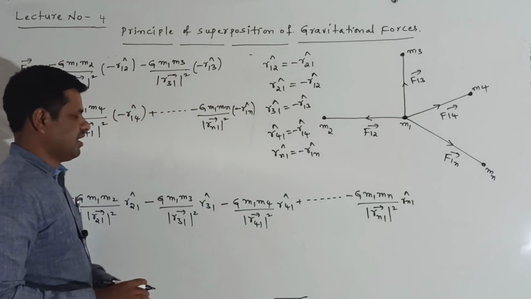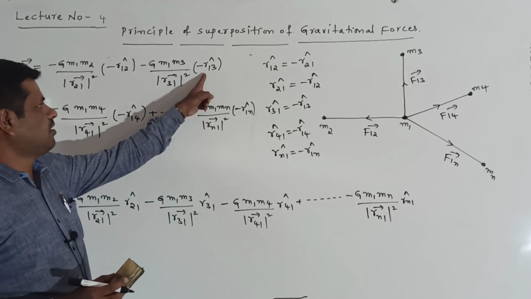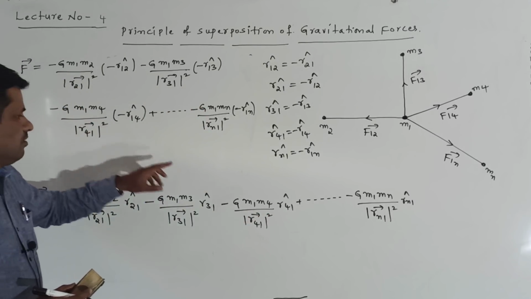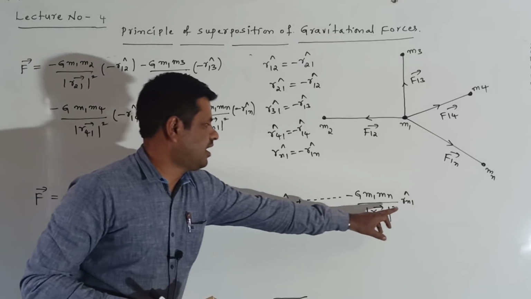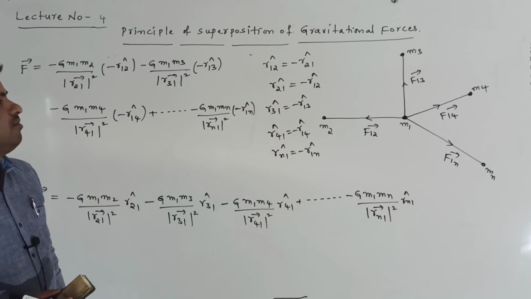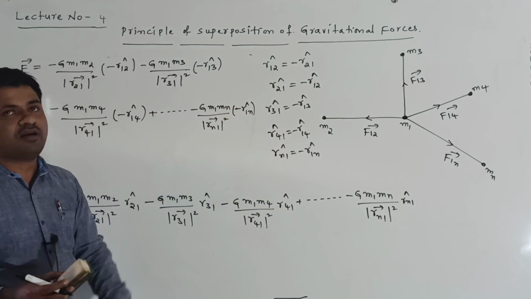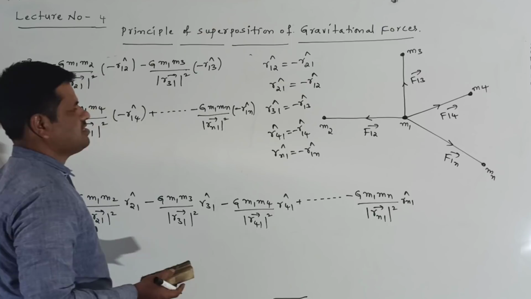This is all changing here. r21 cap is minus of r12 cap, r31 cap is minus of r13 cap, r41 cap is minus of r14 cap, and rn1 cap can be written as minus of r1n cap. We are interchanging using these conditions.